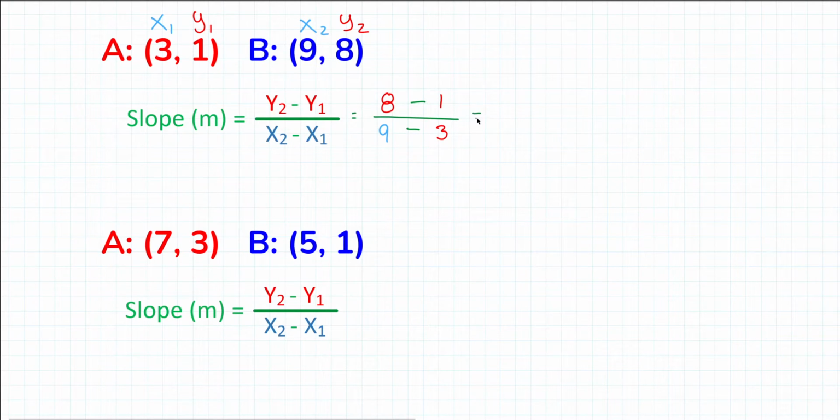Now we solve, and if possible, simplify. 8 minus 1 is 7. 9 minus 3 is 6. This can't be simplified, so my slope is 7/6.